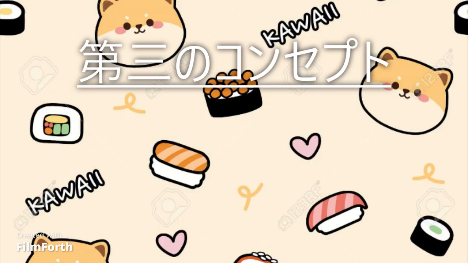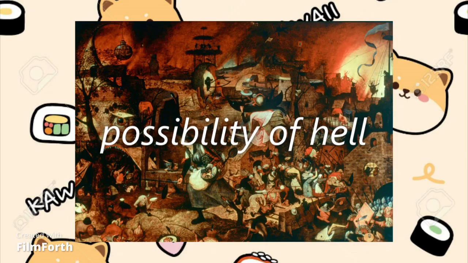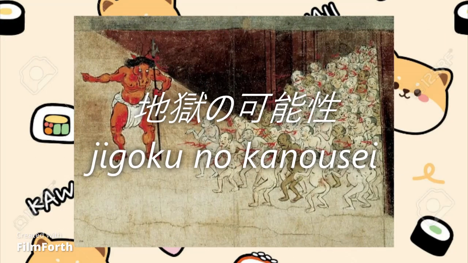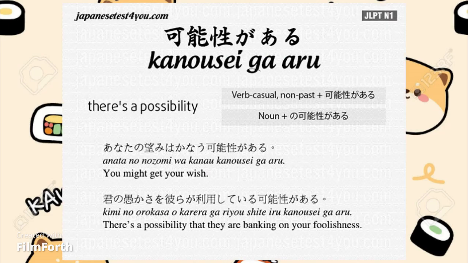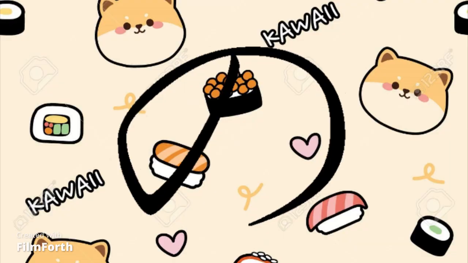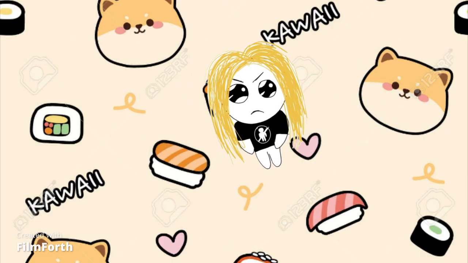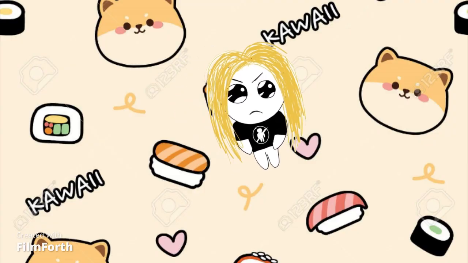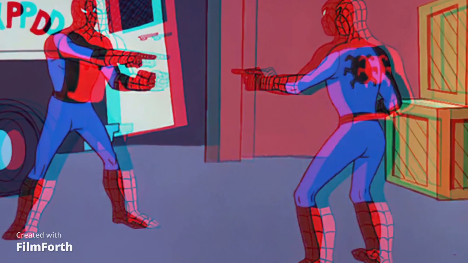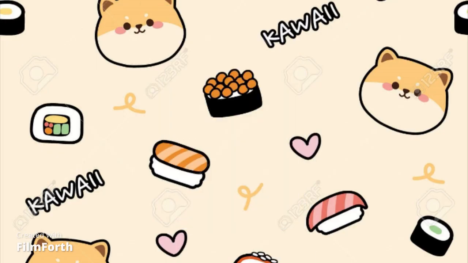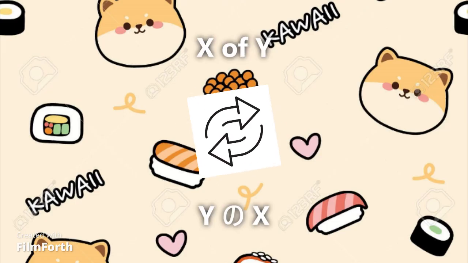Dai san no concepto. Jigoku no kanose. Possibility of hell. Possibility of hell translates to Jigoku no kanose in Japanese. Jigoku means hell and kanose means possibility, with the possessive particle no tying them together, functioning almost like the English word of. However, what makes it different from the English word of is that the order of the nouns that indicates which possesses which is reversed in Japanese. In other words, the term x of y becomes y no x in Japanese.